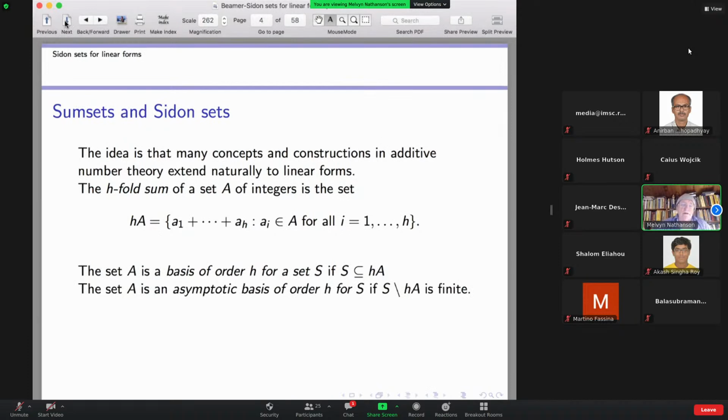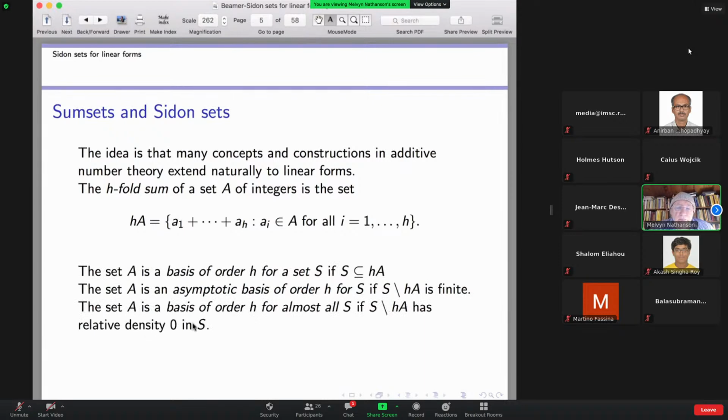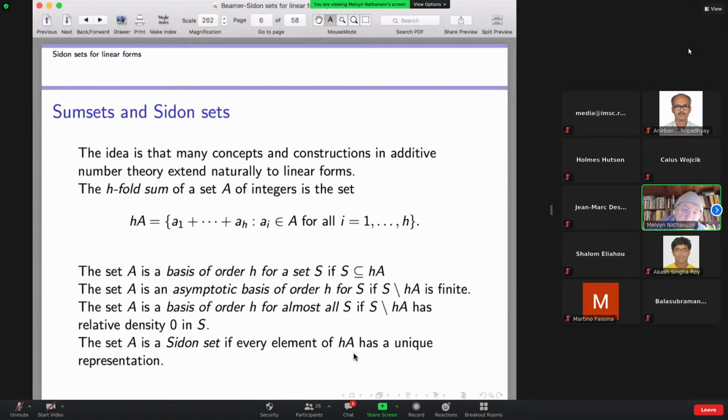The terminology is somewhat curious, but we say that A is an asymptotic basis for S if, with only a finite number of exceptions, every element of S is an h-fold sum of A. And let's say A is a basis of order h for almost all S if the set of elements of S that are not sums of h elements of A has relative density 0 in the set S. And we say A is a Sidon set, or sometimes called a B_h set, if every element in the sum set has an essentially unique representation as a sum.